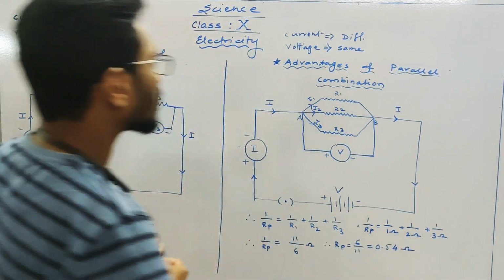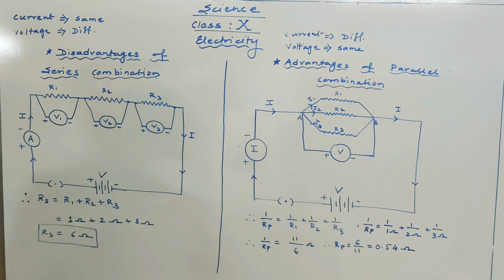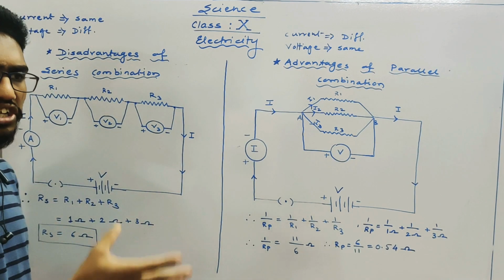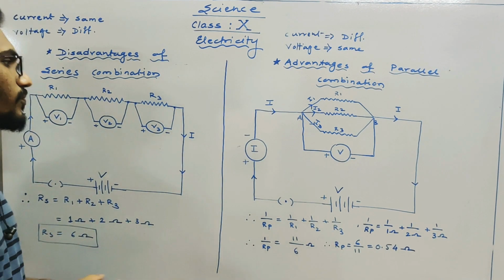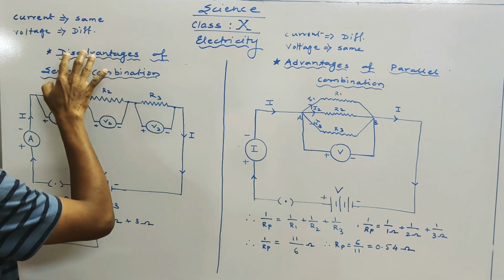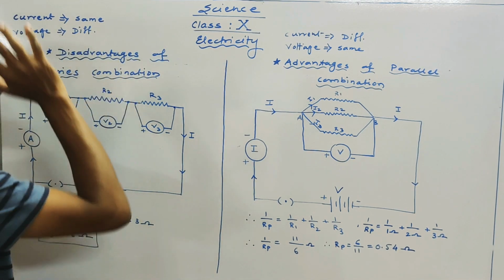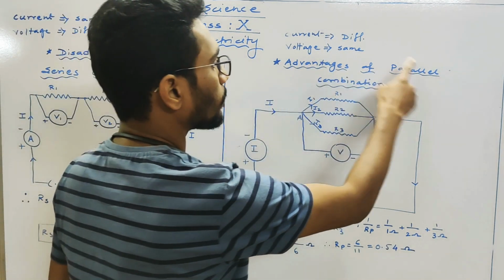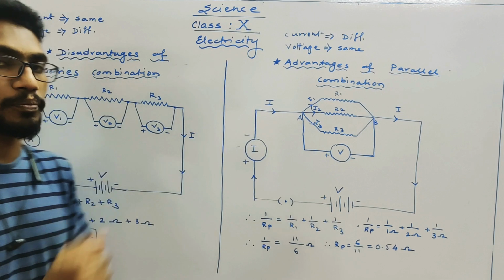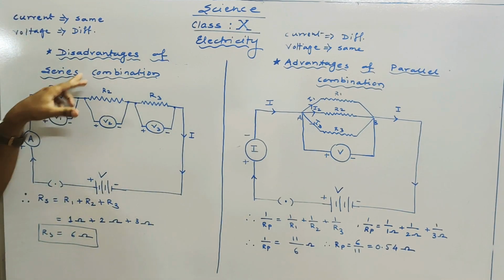Now, moving towards our today's topic, that is disadvantages of connecting electrical appliances in series. Resistance means what? Electrical appliances. Bulb, fan, heater, cooler, everything. All these appliances are nothing but the resistances. So what are the disadvantages of connecting the appliances in series combination, and what are the advantages of connecting the same appliances in parallel combination? So what is the first disadvantage of connecting appliances in series combination?